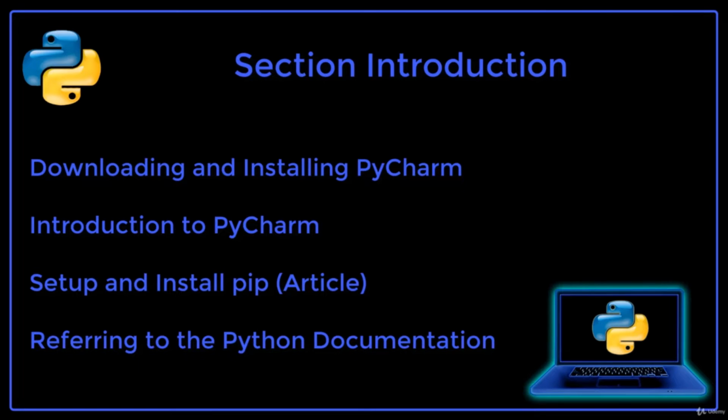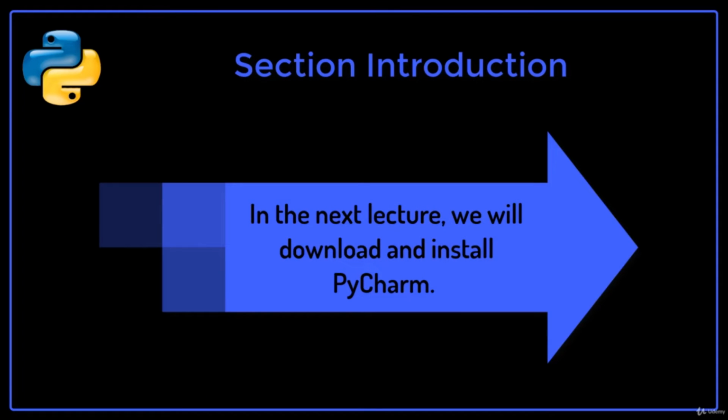Then will come an article which will guide us through setting up and installing pip on our computer. Next, we will learn about where the Python documentation is located and how to reference it. This will give us an understanding of where to go when we need help, or need to look up the built-in options we have available to us in the Python language. Finally, we will look at a recap of what we learned in this section of the course. In the next lecture, we will download and install PyCharm.